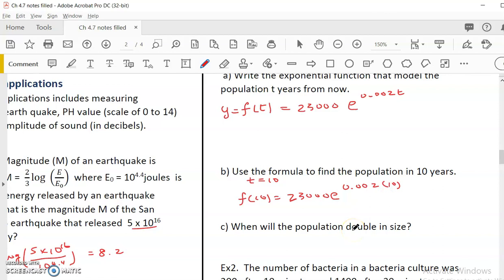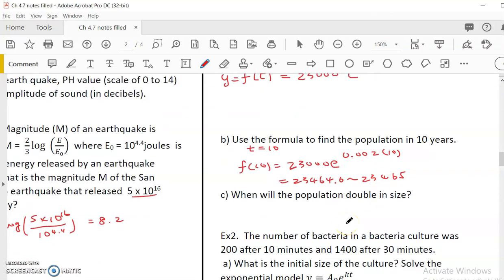And then put it in the calculator, I got 23,464.6. If you round it to a whole number, 23,465. Okay.